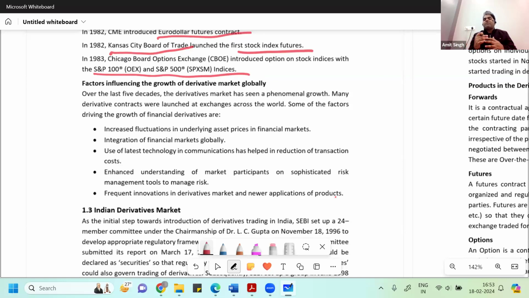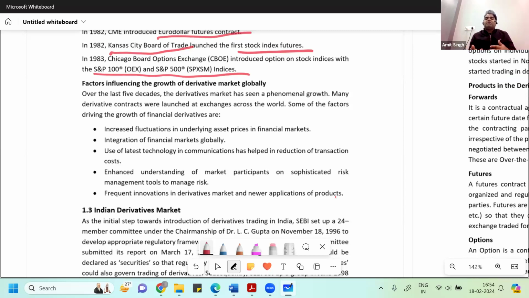Any event which happens in any part of the world gradually affects all other marketplaces. So we are seeing more fluctuations in underlying asset prices in the financial market, because things are much more connected, and any event happening in any part ultimately affects indices and underlying assets all over the world. That way there is too much volatility in the market. You can measure volatility by observing VIX data. Every day you can check India VIX data. Somewhere it will be around 14 to 16. That will tell you the volatility in the market.